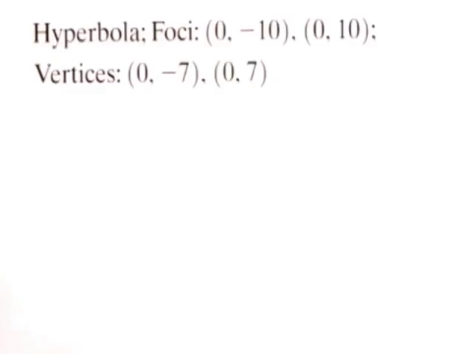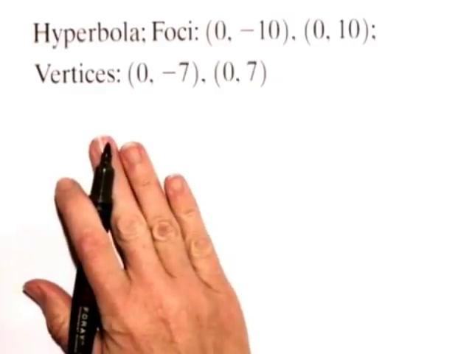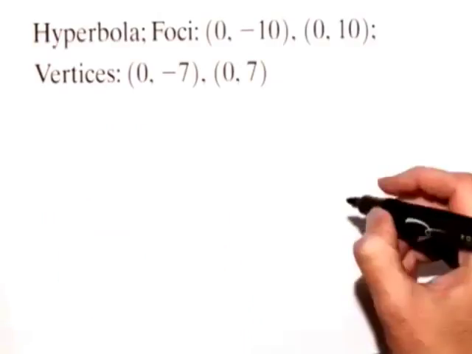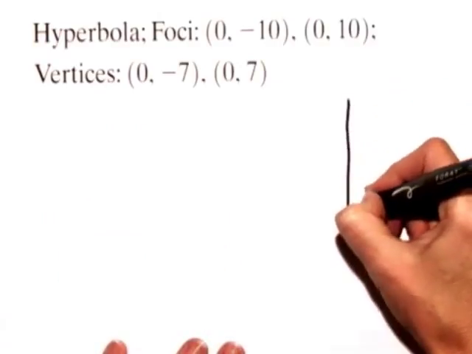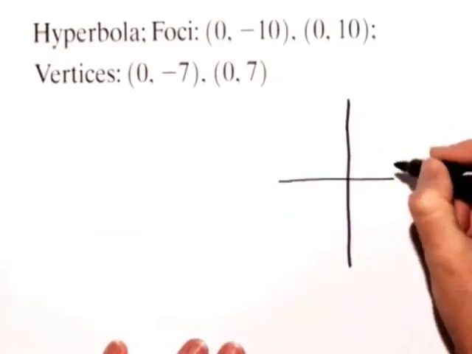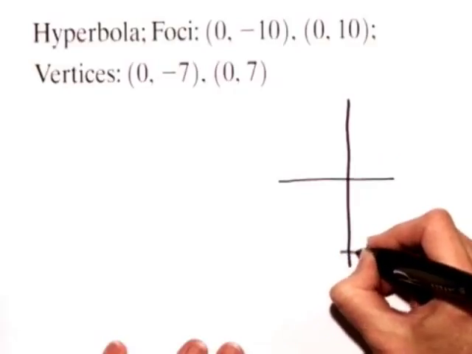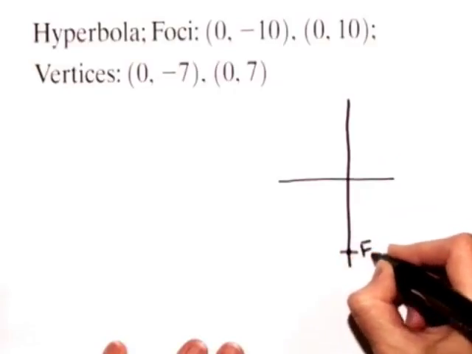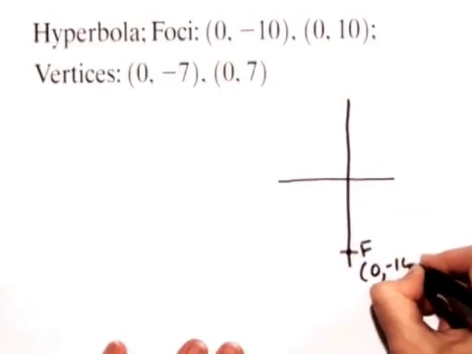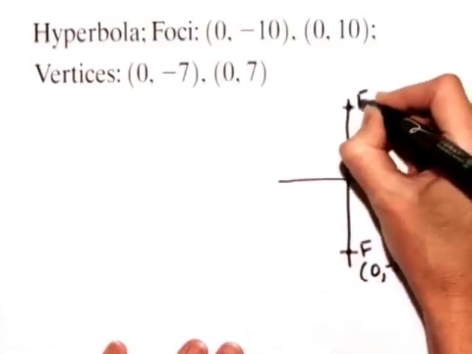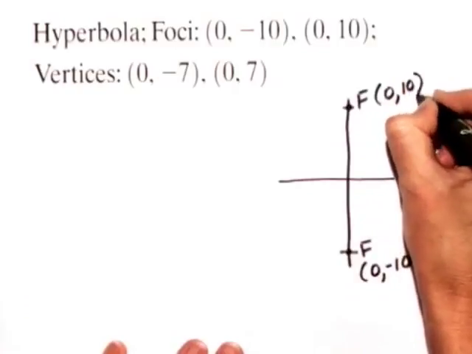In our next problem, we'll come up with the equation of a conic section in standard form. We're given a hyperbola with information about the foci and the vertices. Let's do just a quick sketch of these points to help us. We can see that we have one focus located at (0, -10), and we have another one located up on the y-axis at (0, +10).